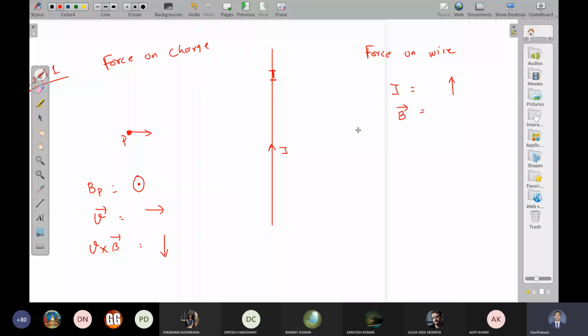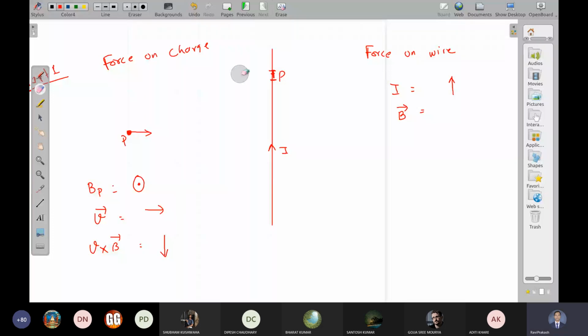मैग्नेटिक फील्ड की डायरेक्शन क्या होगी इस पॉइंट पर? Which point, sir? At this point, this point, not P. Let me use some other name. Q.